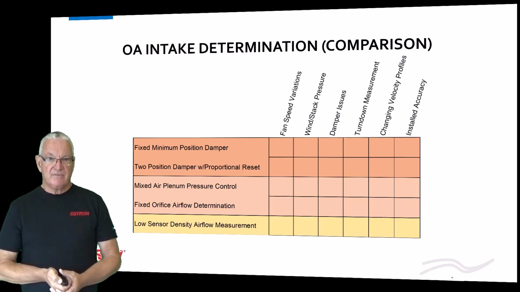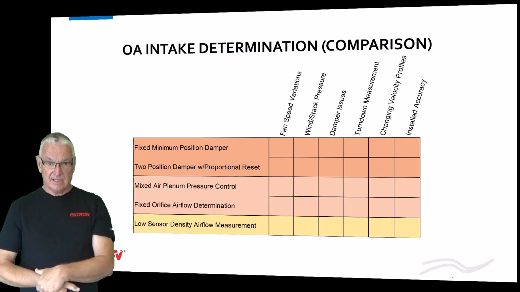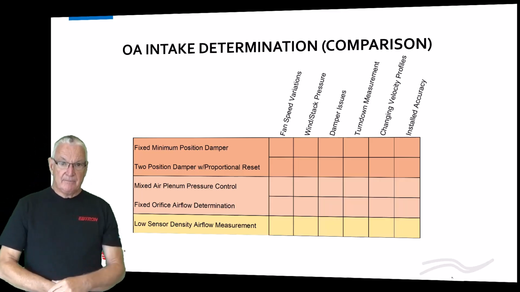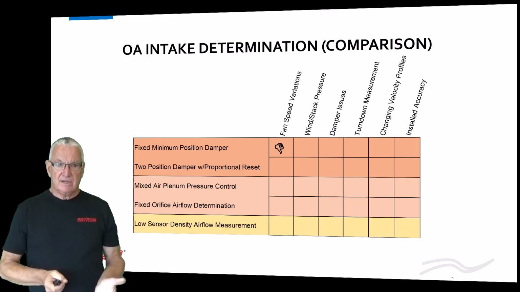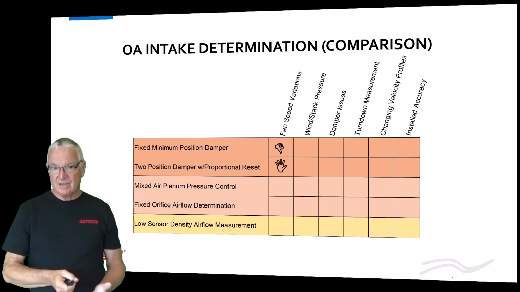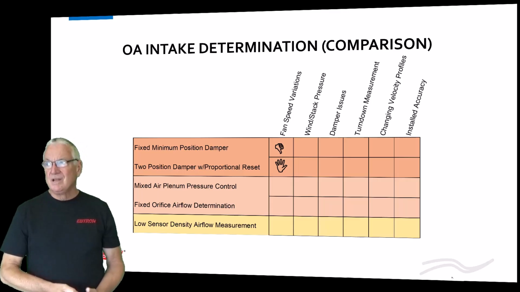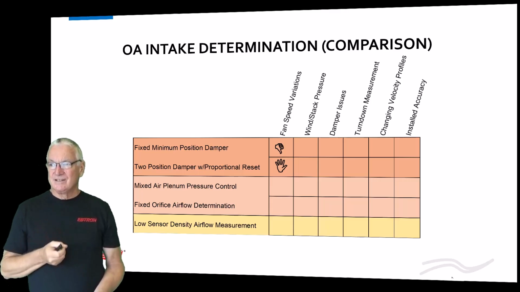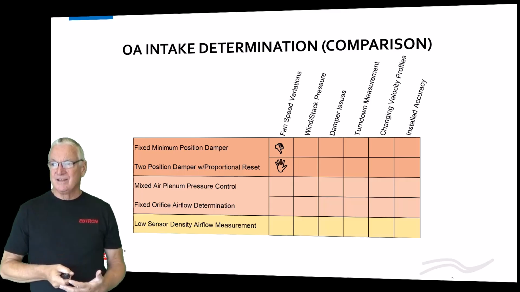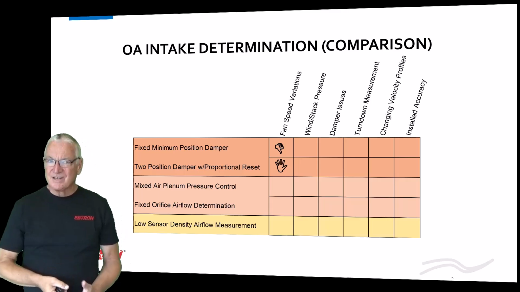So let's look at fan speed variations. And I think I'm being very, very liberal in how I look at this. Obviously, the dampers don't work. We already talked about that, okay? It doesn't matter if it's fixed or multi-position. Multi-position can do a little bit better with fan speed, but you're assuming damper linearity. You're assuming the damper doesn't foul up. You're assuming that there's no hysteresis. You're doing a lot of assumptions.